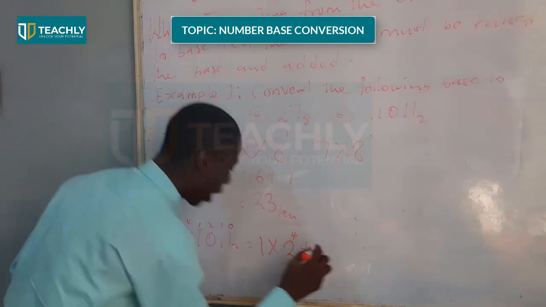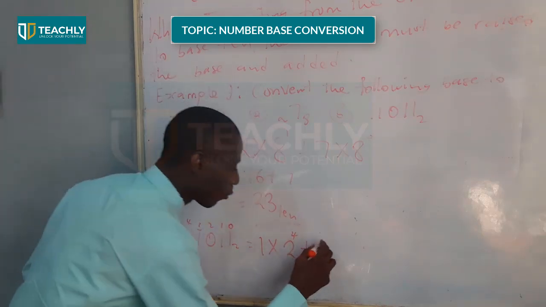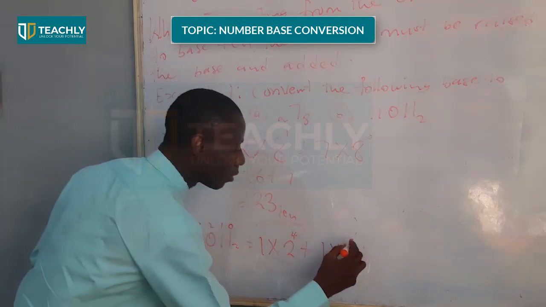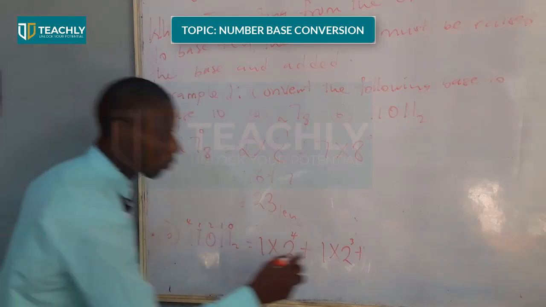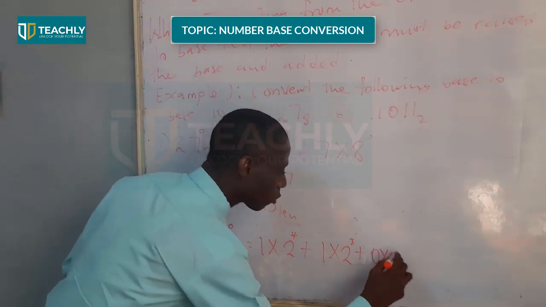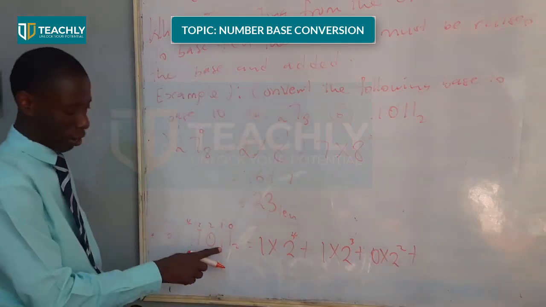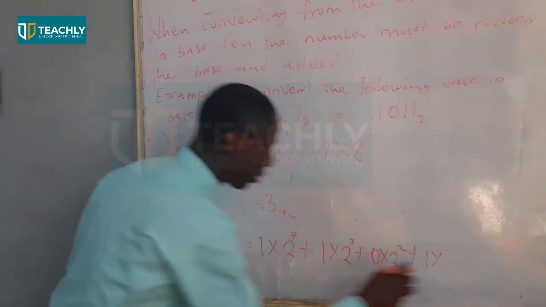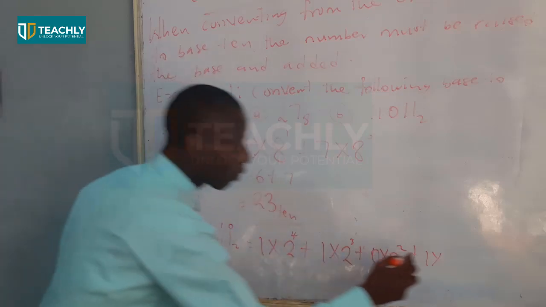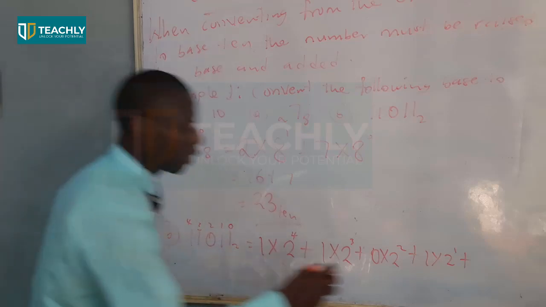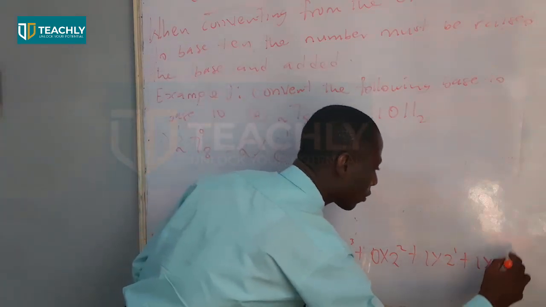The next one. I'm going to the next digit, 1. 1 times 2 raised to the power 3. Then the next one is 0. 0 times 2 raised to the power 2. And the next one is what? 1. I get 1 times 2 raised to the power 1. While lastly the last digit is 1. That's 1 times what? 2 raised to the power 0.